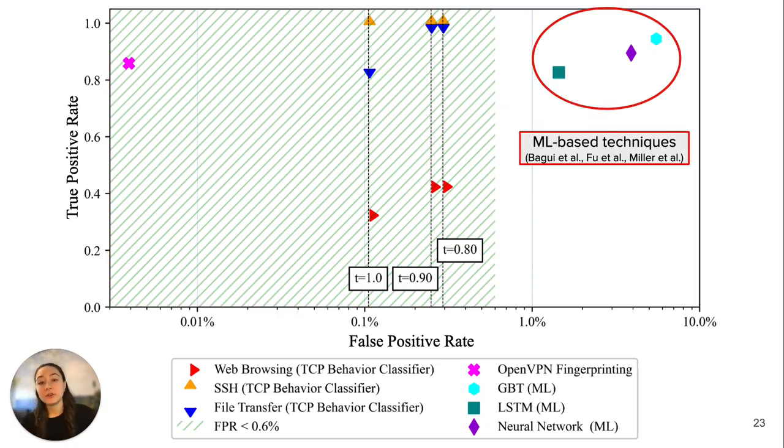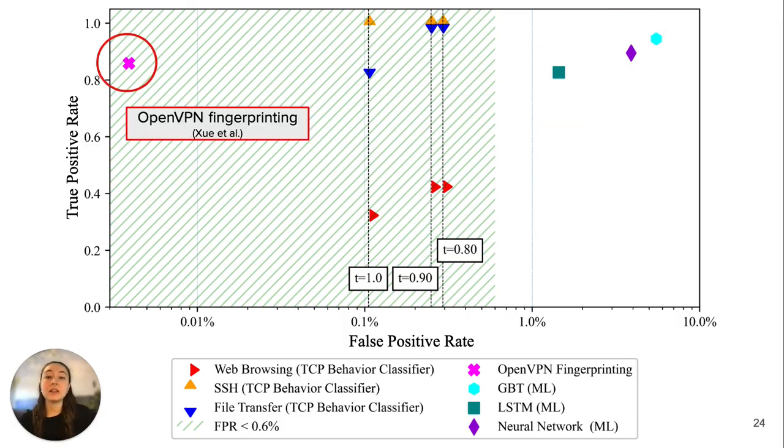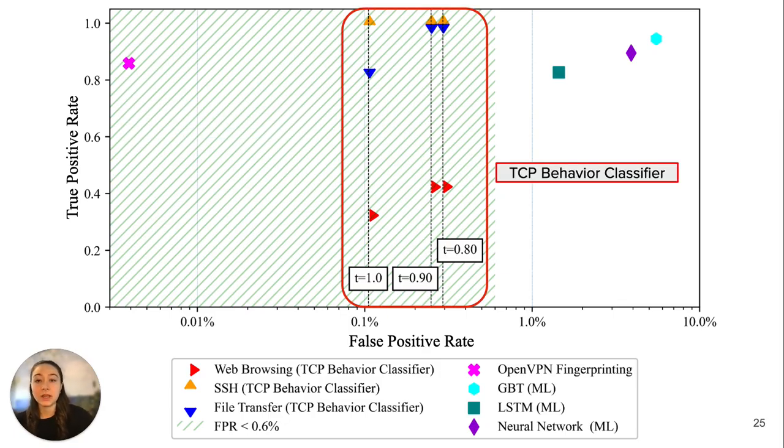To the right of the green shaded region, we see 3 machine learning based techniques, and because of the high false positive rate, these are likely not practical for a real world sensor. To the left, we have OpenVPN fingerprinting, which reports a lower false positive rate, but is specifically for VPNs that use the OpenVPN protocol. In the middle, we have the results from our TCP behavior classifier across 3 values of T, which represents the rate of compliance with our ACK packet heuristics.